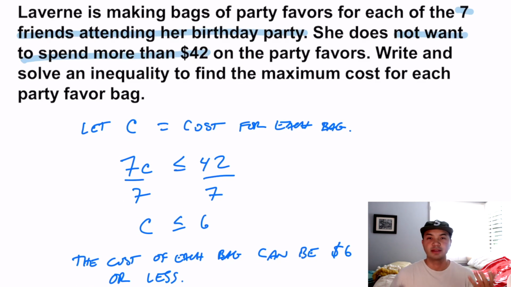All right, so there you have it. This is a little review on inequalities. Very, very similar to solving equations, one-step equations.